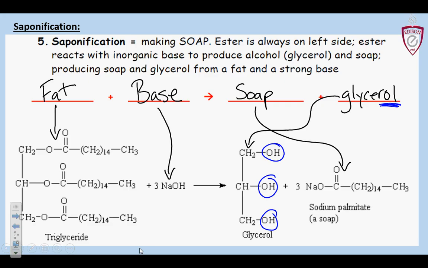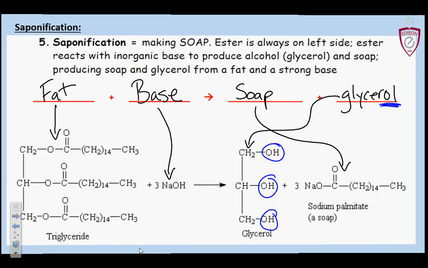So yeah, it's flammable. Yes. Fat and base makes soap is probably the key pieces right there. This is one of the biggest inventions in human history. Like, seriously. Seriously.